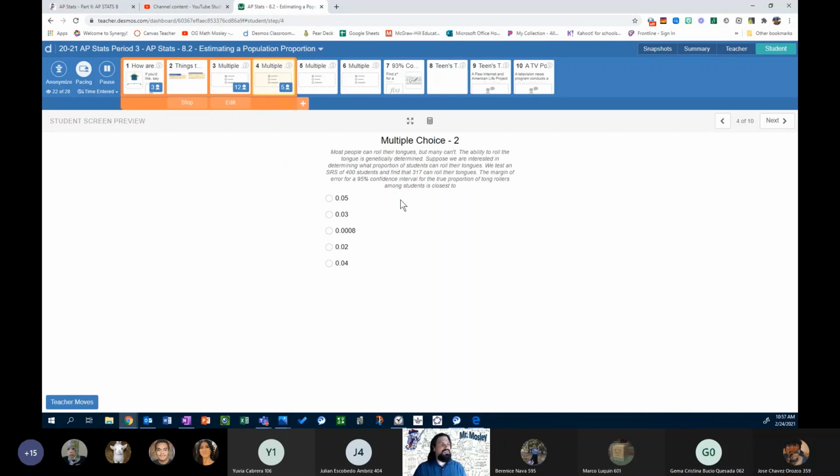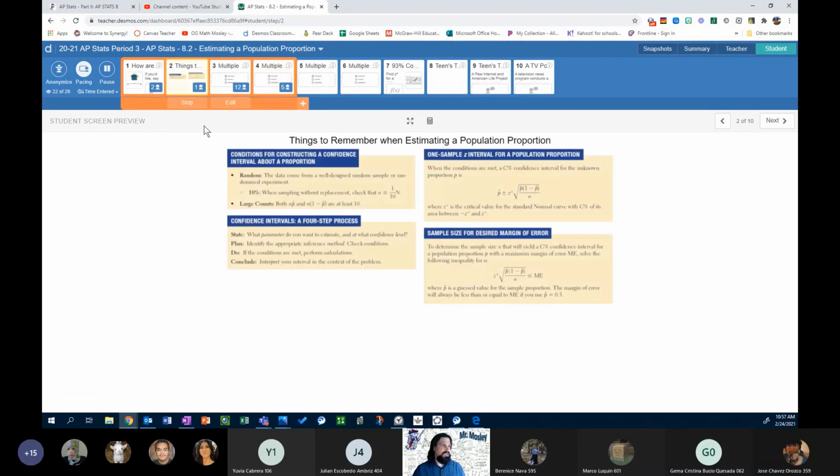All right. For this you should use one of our calculations. We should be calculating the margin of error. So if we're looking back at our second page here, the margin of error is the z star times the square root of p hat times 1 minus p hat divided by n.